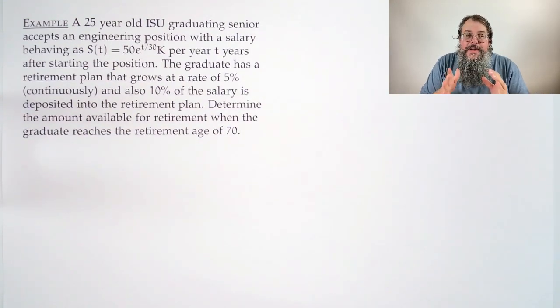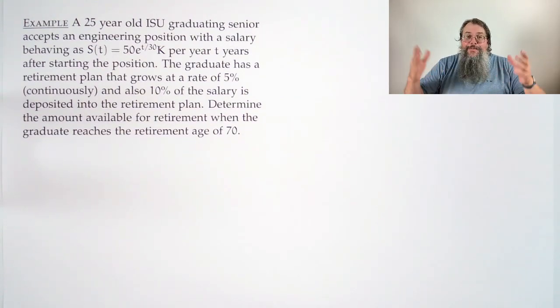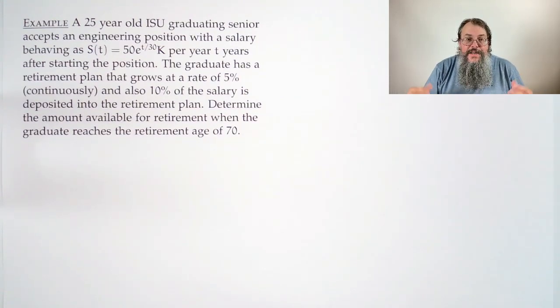Now, the graduate has a retirement plan that grows at a rate of 5% continuously, and also 10% of the salary is deposited into the retirement plan. Determine the amount available for the graduate when the graduate reaches the retirement age of 70. All right, good. So we have our question. How much money will I have in retirement? Will it be enough? And how do we figure it out?